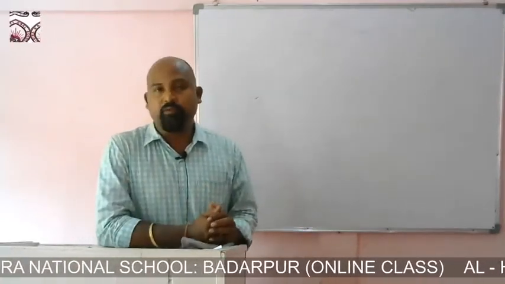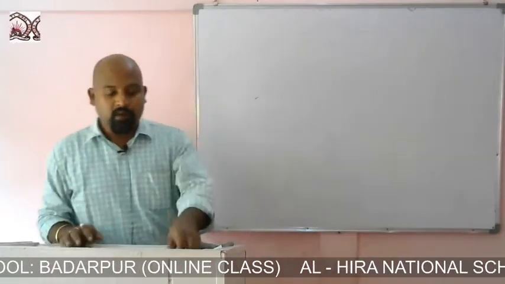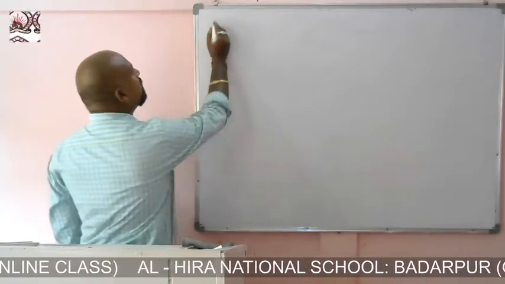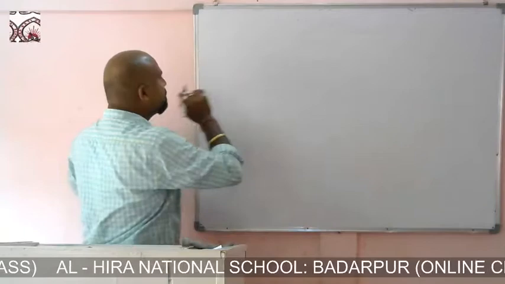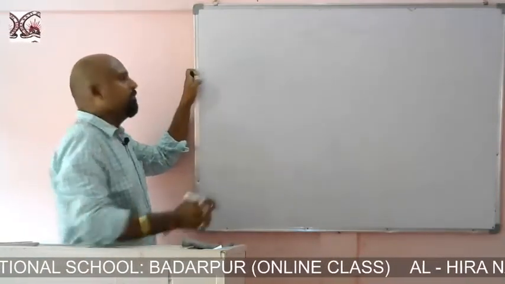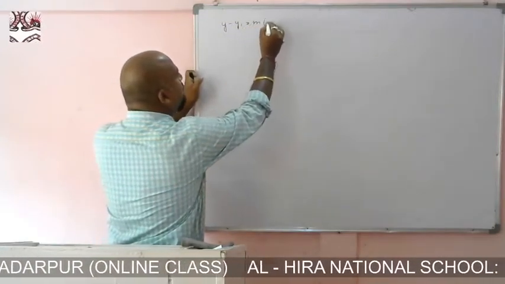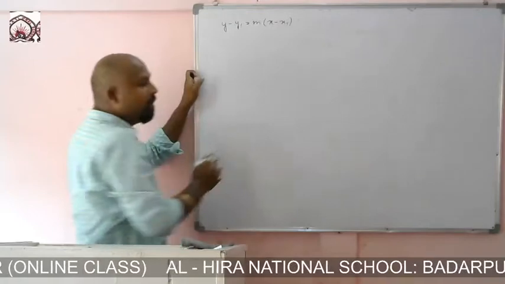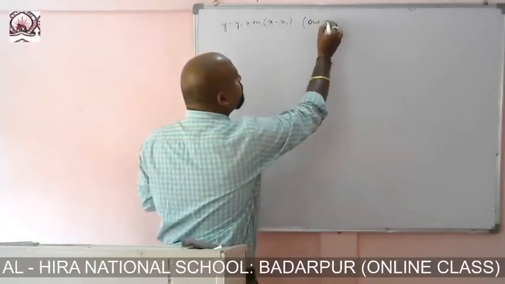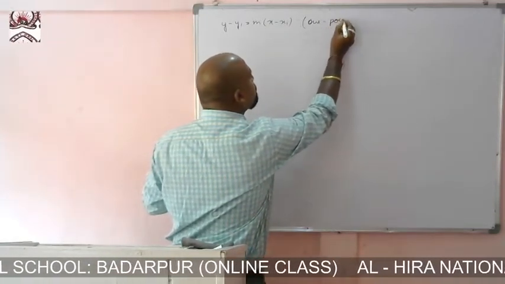In the last class, we discussed what a straight line is. Now, what have we learned from the last class? The equation of a line passing through a given point is given by y minus y1 equals m into x minus x1, when one point is given. This is the one-point form.